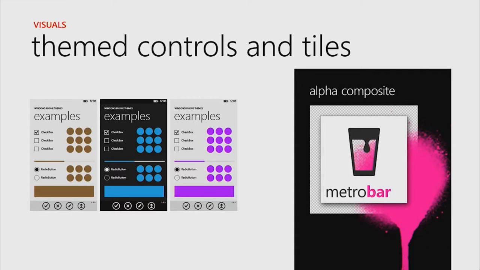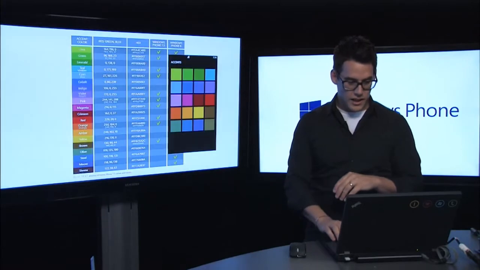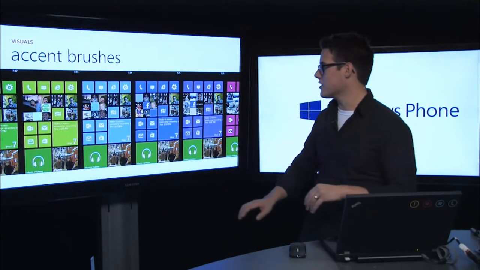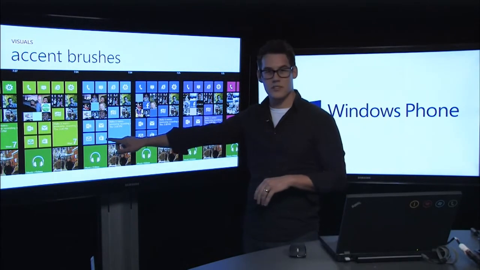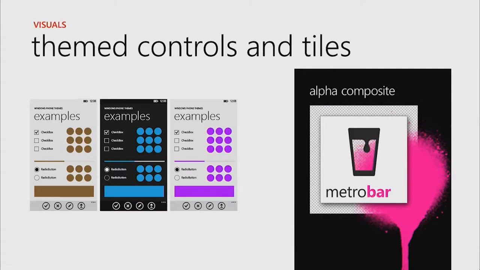In addition to that, the live tiles that are on the start screen use alpha composite. They're PNGs with an alpha channel in them, allowing you to overlay them over the default accent brush. This allows you to make your application feel very much like a default application on the start screen that you saw here. There's tons of applications with icons. These are PNGs with an alpha layer around them, and you can see the accent brush coming through there.